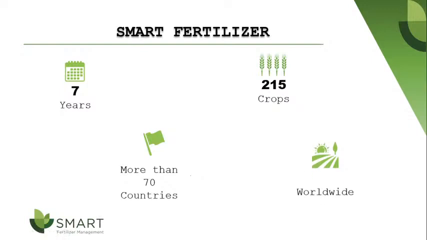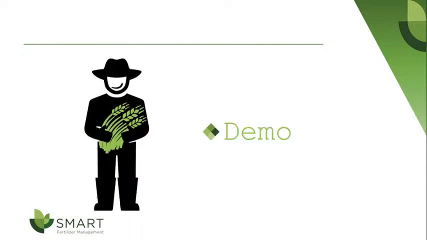Smart Fertilizer has been working with customers around the world for 7 years. We have 215 crops in our database. We are currently working in more than 70 countries, but our software works worldwide. Now I just want to show you how the software works.